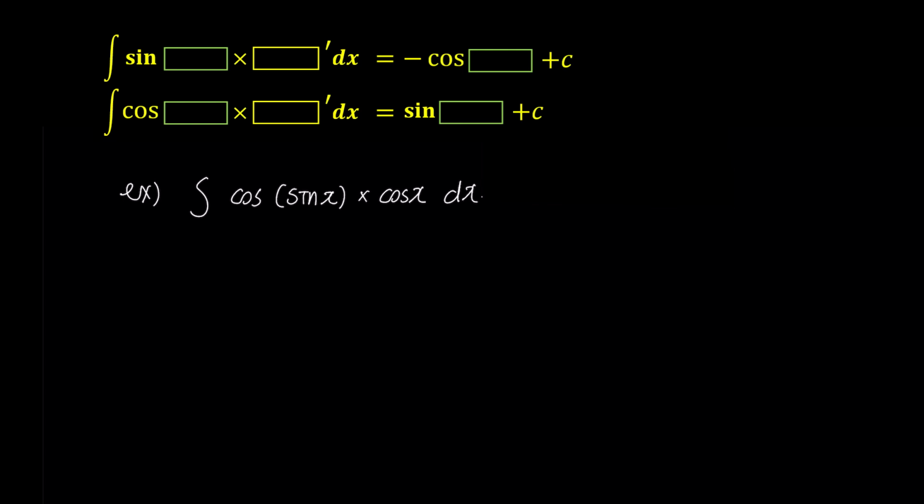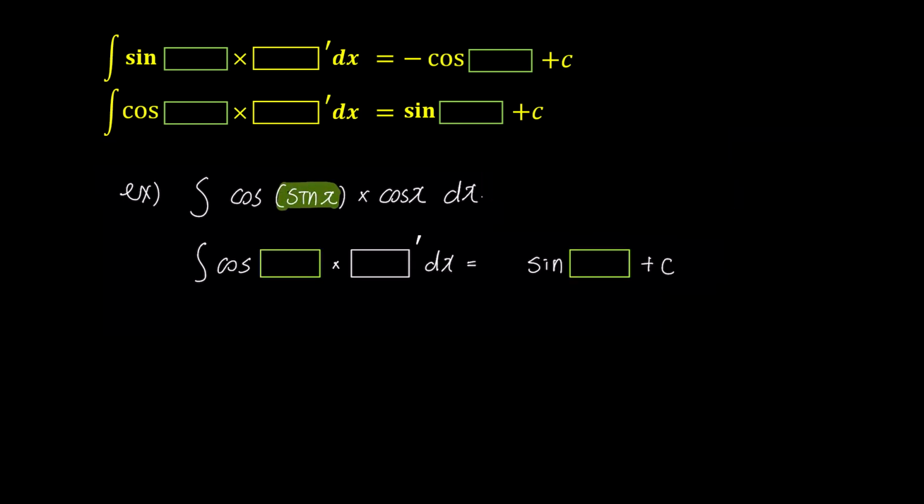Now we can see a pattern emerging, right? This problem can also be solved in one line. The sine x in the box, when differentiated, gives us the cosine x in the next box. So we are done. We put sine x in the green box, cosine x in the box prime, and finally sine x in the right green box to finish it off.